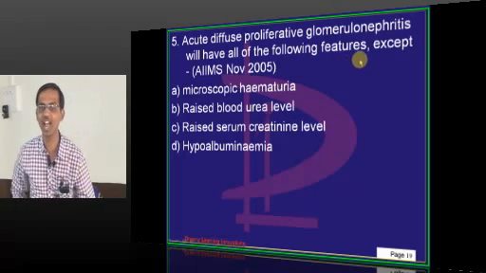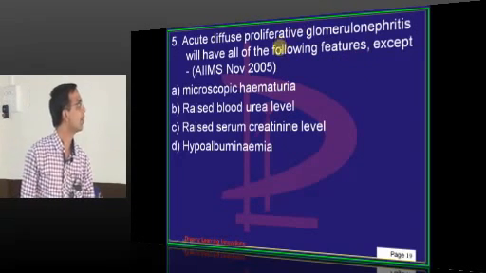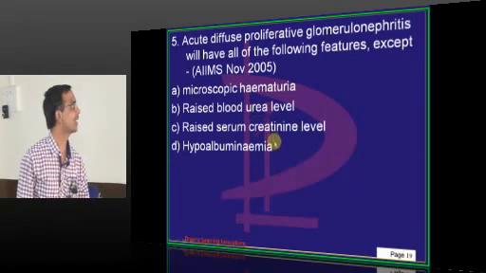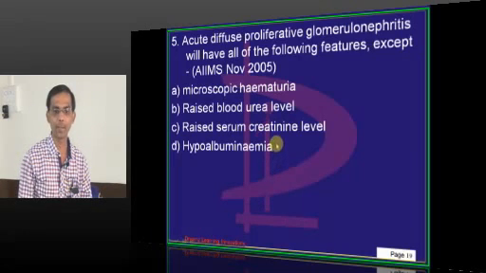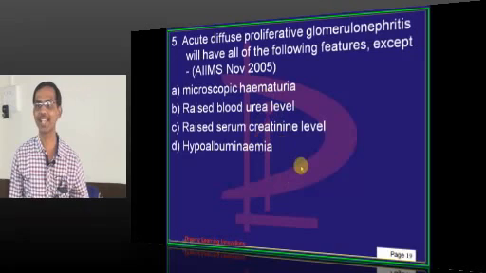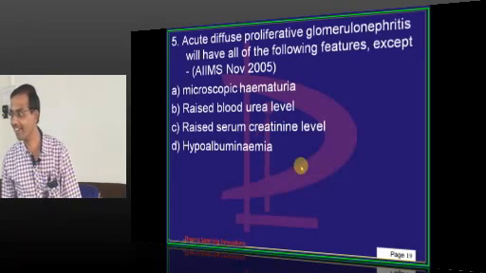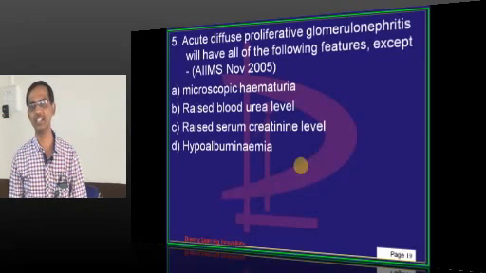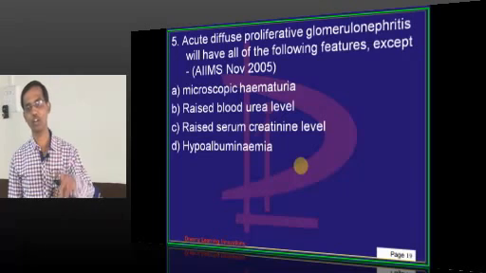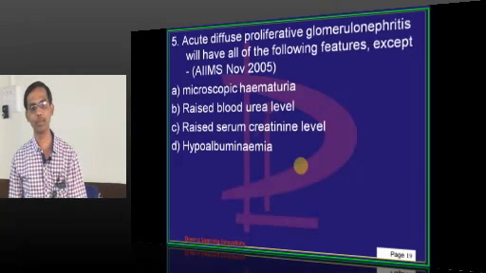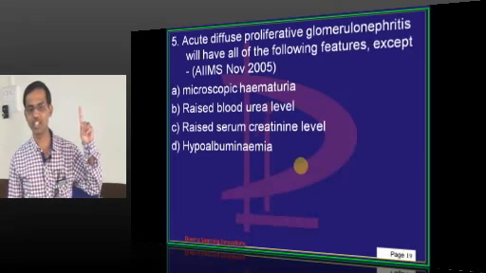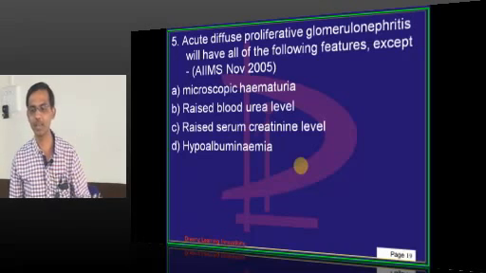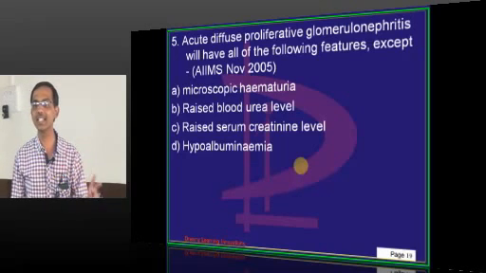So nephritic will have all these features except: microscopic hematuria, raised blood urea levels, raised serum creatinine levels, hypoalbuminemia. Which one will it not have? It will not have hypoalbuminemia, because in nephritic syndrome only mild proteinuria is there. So that will not cause hypoalbuminemia. Hypoalbuminemia is seen with massive proteinuria, which is seen in nephrotic syndrome. Nephritic will have mild proteinuria, mild hematuria, and mild compromise in the renal function.